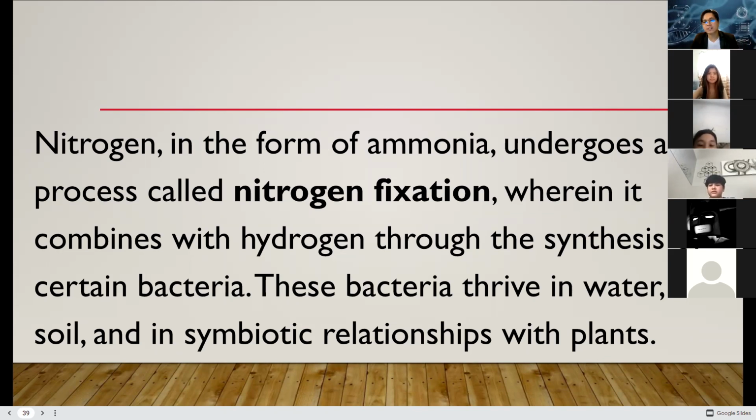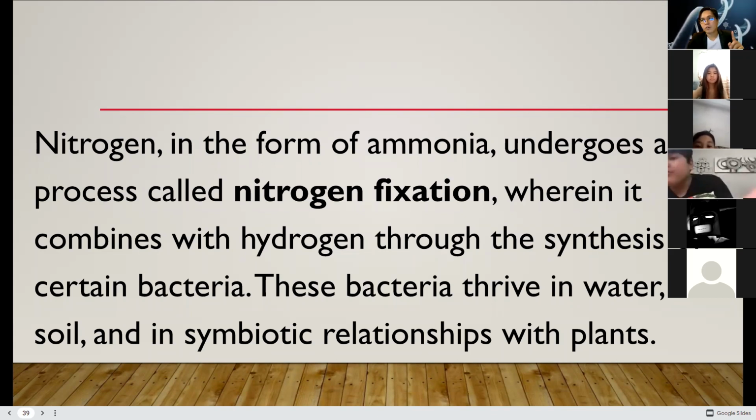You need to fix the nitrogen in order to use it. You cannot directly use it. It combines with hydrogen through the synthesis of certain bacteria, or nitrogen-fixing bacteria. This bacteria thrives in water, in soil, and in symbiotic relationship with plants. And take note, if there is lightning, a lot of nitrogen is being fixed.